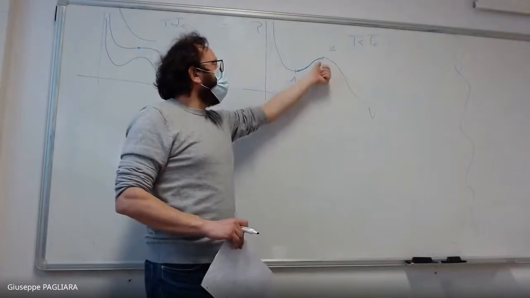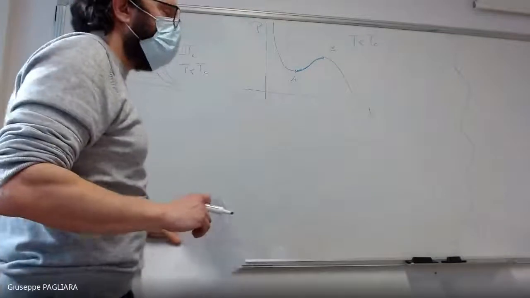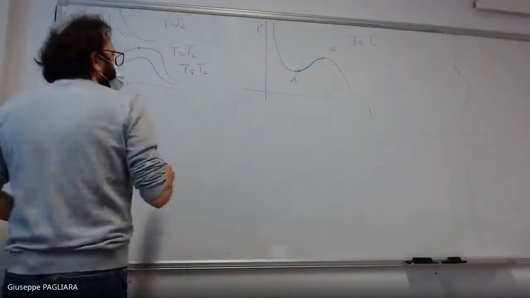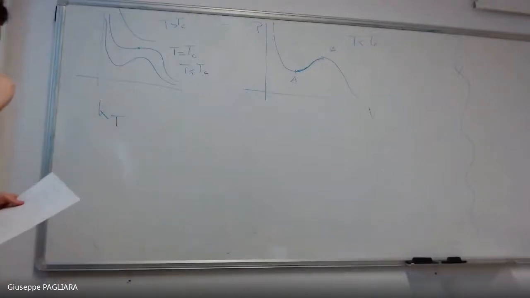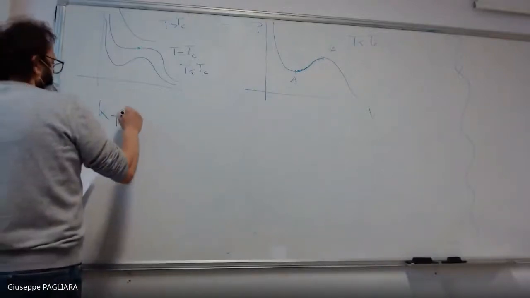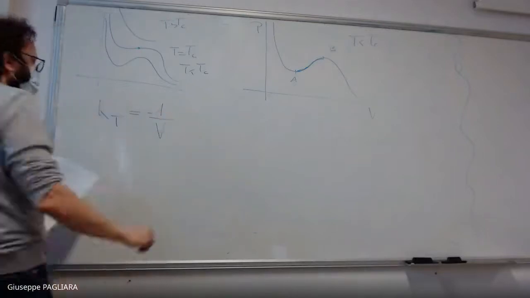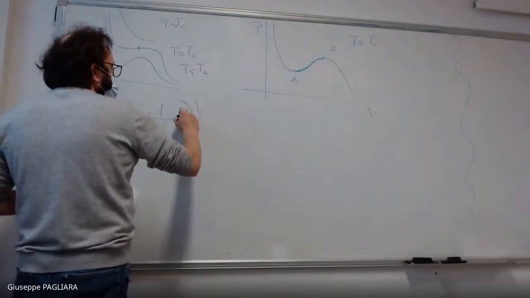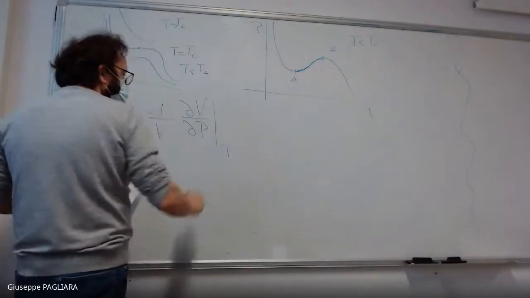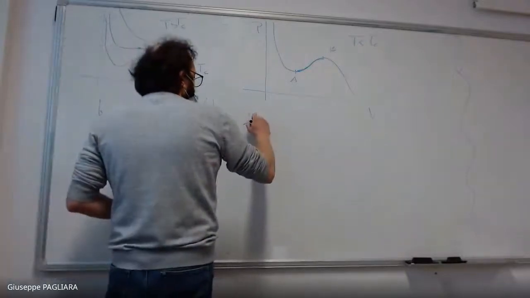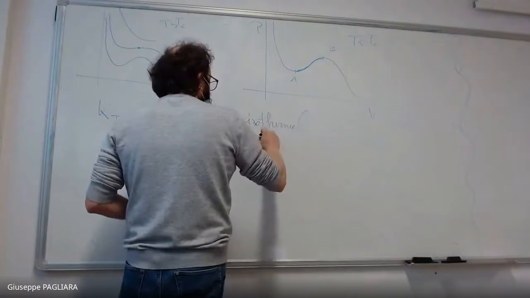And indeed, the way to say in a formula what I'm saying in words is to define what is called the isothermal compressibility, which is the following quantity: minus 1 divided by the volume, partial derivative of the volume with respect to the pressure at fixed T. This is called the isothermal compressibility.